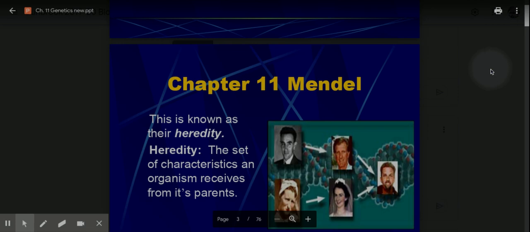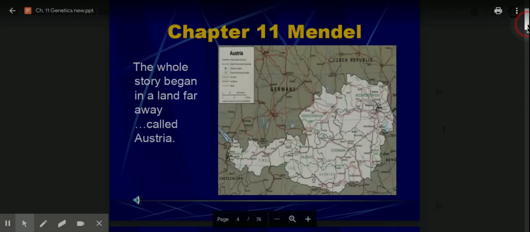This whole concept is known as heredity. You can see the word inheritance in there, the root word hered. Heredity is the set of characteristics an organism receives from its parents. Again, this section is rich in vocabulary, so make sure you master it. You did your vocabulary assignment yesterday, and most of you have turned it in. Those who haven't, please get to it now.